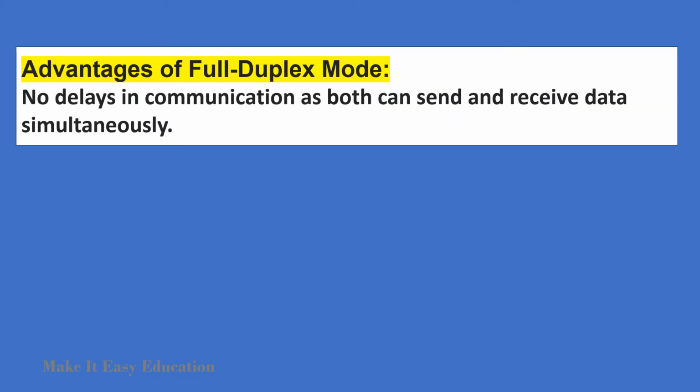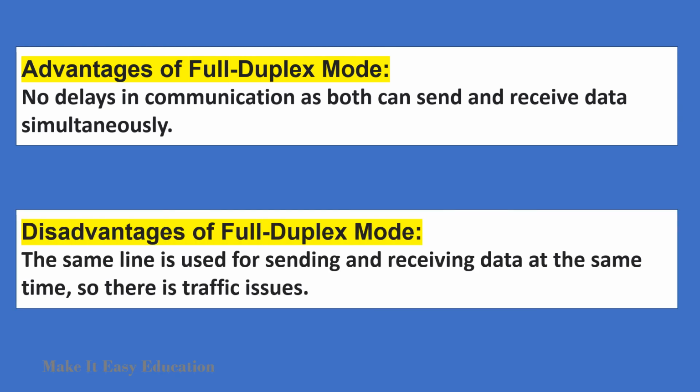Advantages of full duplex mode. No delays in communication, as both can send and receive data simultaneously. Disadvantages of full duplex mode. The same line is used for sending and receiving data at the same time, so there are traffic issues.